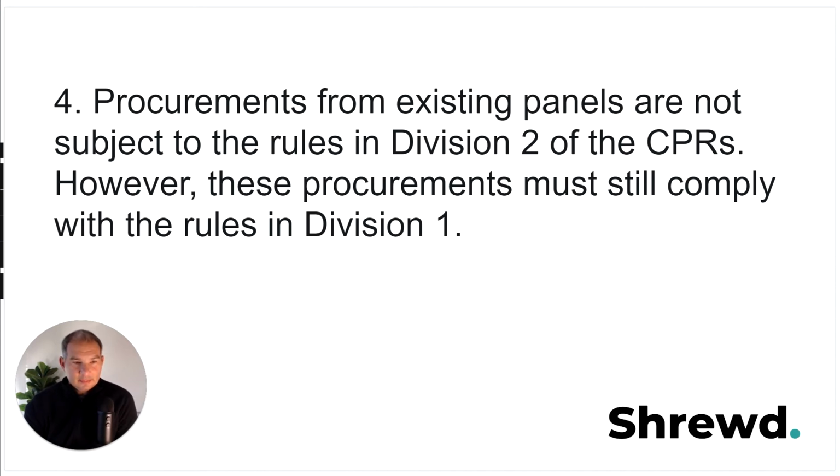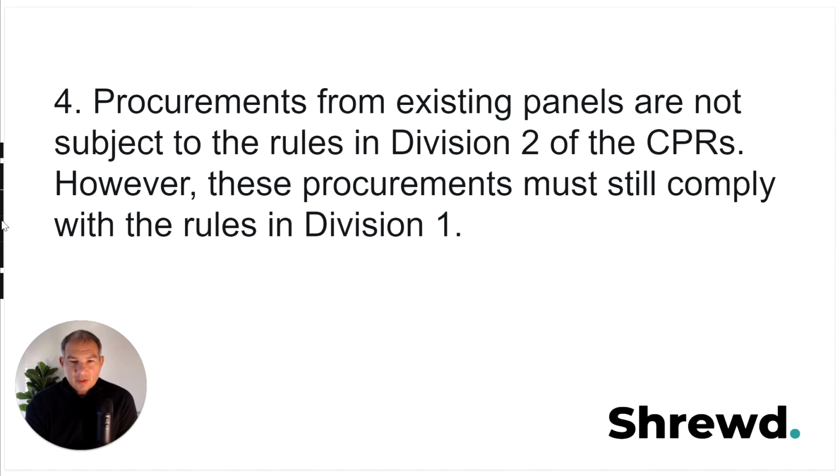Now, as I mentioned, if an agency has put in place a panel, then procuring off that panel means you can go to one panelist directly, and that is mainly because of the way the CPRs are, and they say that Division 2 of the CPRs doesn't apply to procurements off a panel. However, you still have to be mindful of Division 1, which talks about things like efficient, effective, ethical. I can't remember the last one. The last one's effective. And Division 1 talks about value for money.